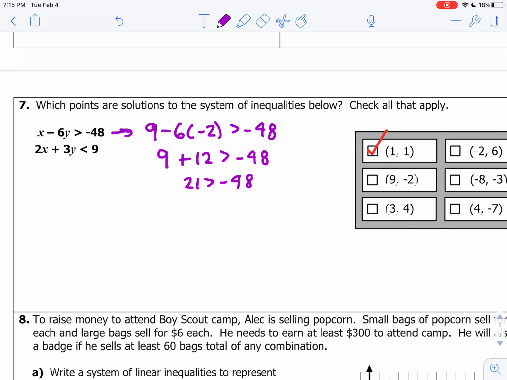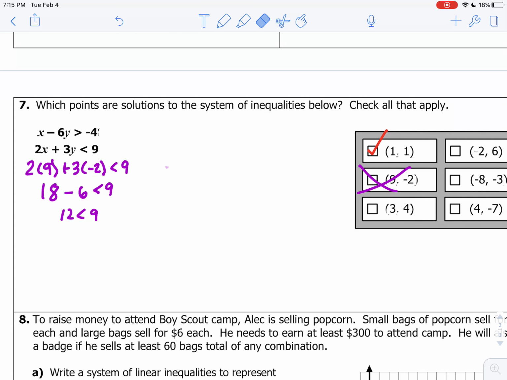Let's try the bottom equation. 2 times my x, which is 9. My y is negative 2. So 18, 3 times negative 2 is negative 6. Is 12 less than 9? No. So that one does not work. Okay. I know I'm going kind of fast, but this is just plugging in numbers, right?